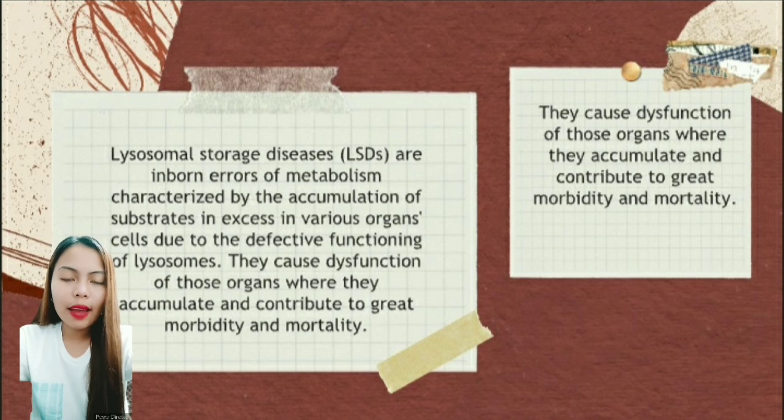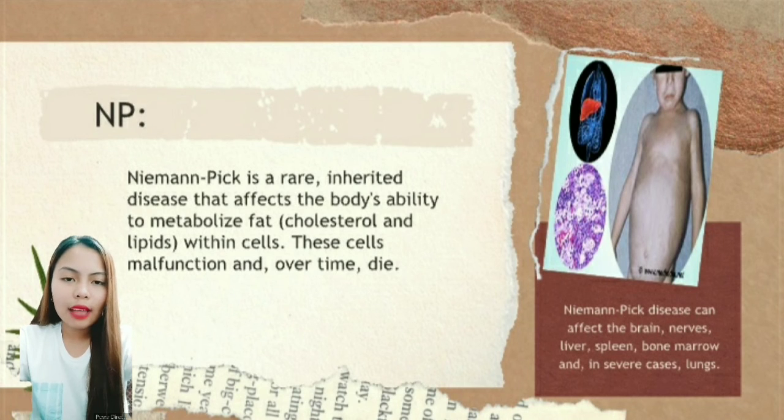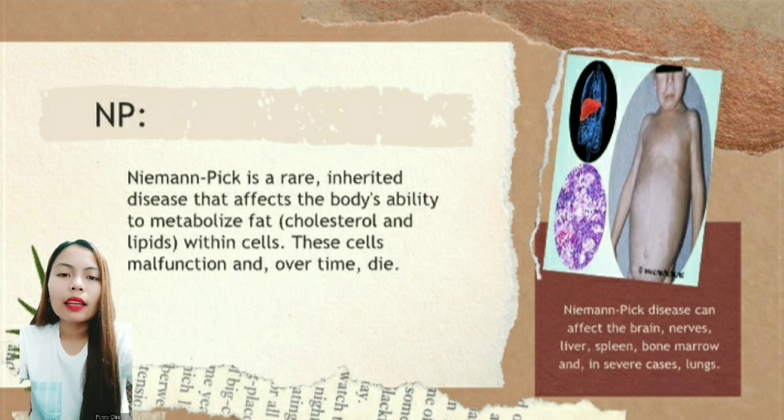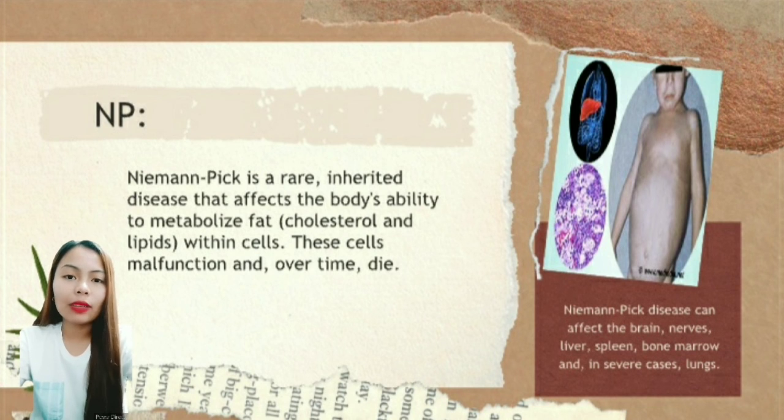So here is an example of enzyme deficiency. This is Niemann-Pick disease. This is a rare inherited disease that affects the ability of our body to metabolize fats such as cholesterol and lipids. So what will happen to the cell? The cell will malfunction and later will die.